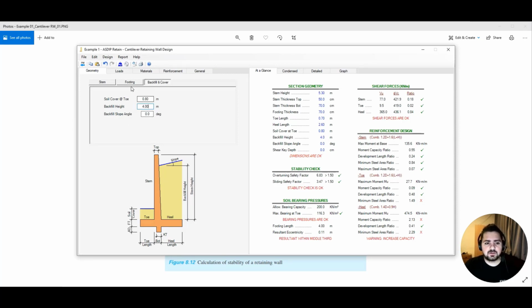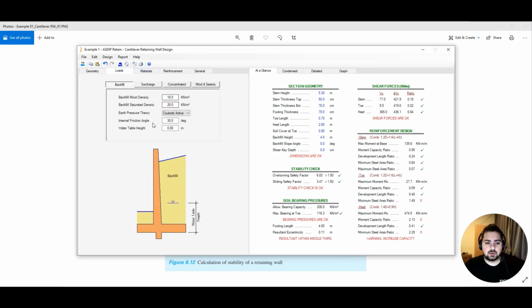So now that we have covered our materials and geometry, we can move on to my loads. We are going to start with my backfill. My backfill moist density is 18. My backfill saturated density is 20. We talked about this before. Earth pressure theory, there are several theories that we can use. We are going to use Coulomb. Our internal friction angle is 30 degrees, and our water table height, we are going to take as 0.